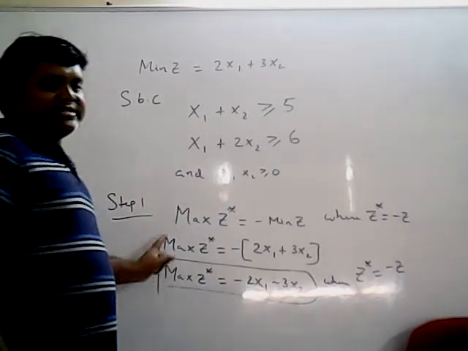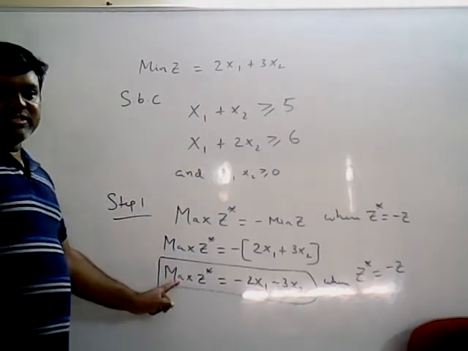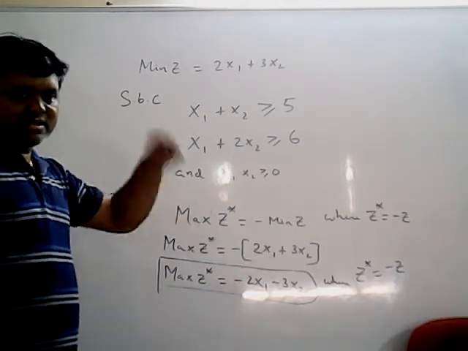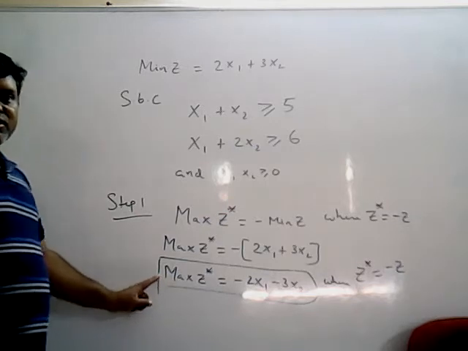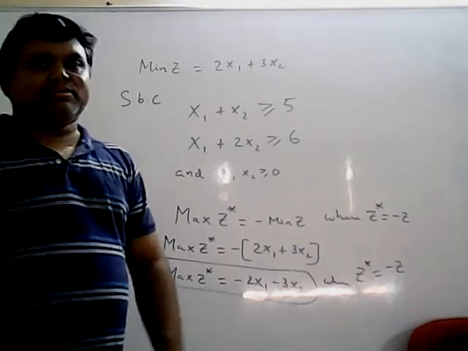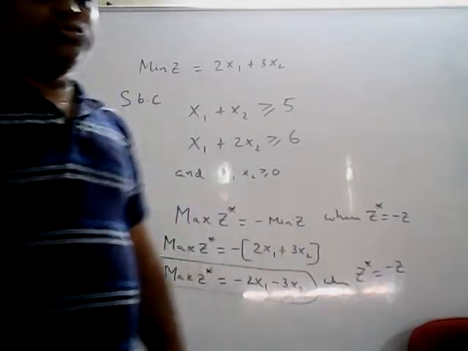Now step number 1 is completed. So now is your objective function maximization or not? Maximization. Later on we'll see what the z star value is, minus z; later on we'll substitute. So now the objective function is maximization, and step number 1 is completed. Next, step number 2.